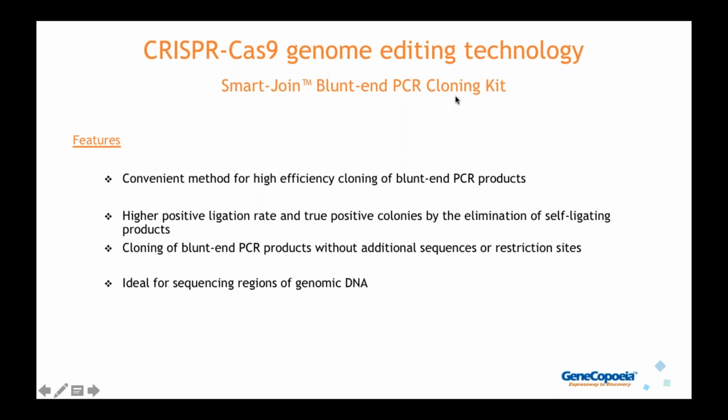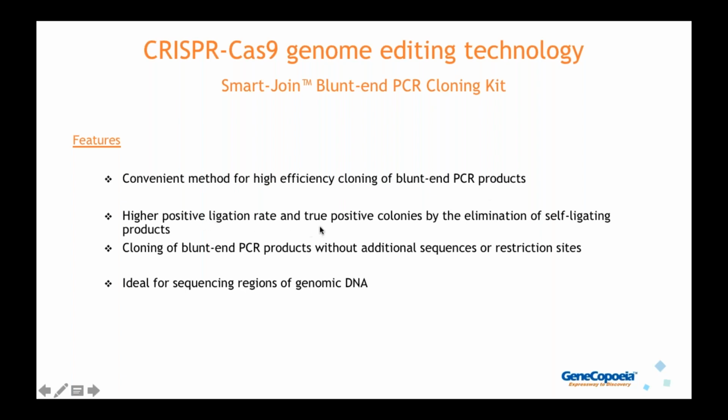blunt-end PCR cloning kit. So in this case, you would generate a PCR product using primers flanking the target site, and then you can clone this PCR product into an E. coli plasmid using our Smart Join blunt-end PCR cloning kit. These are the features. It provides a convenient method for high-efficiency cloning of blunt-end PCR products.